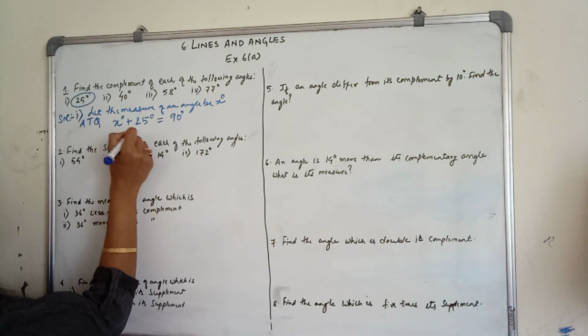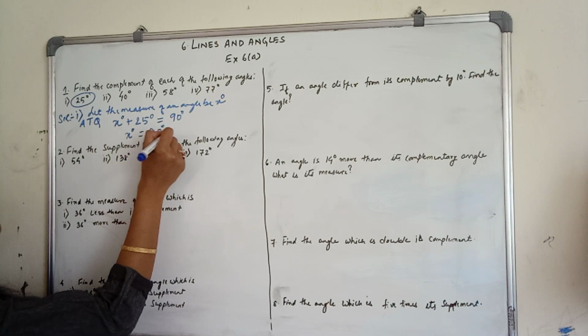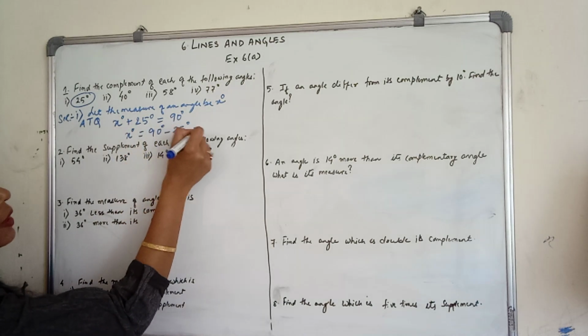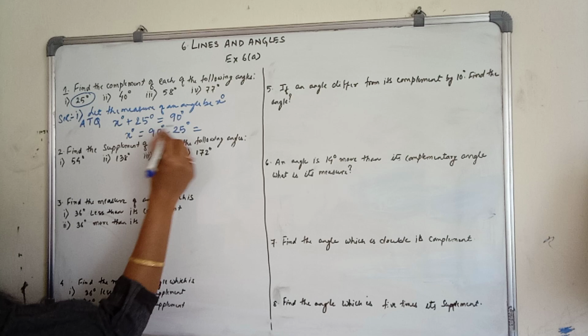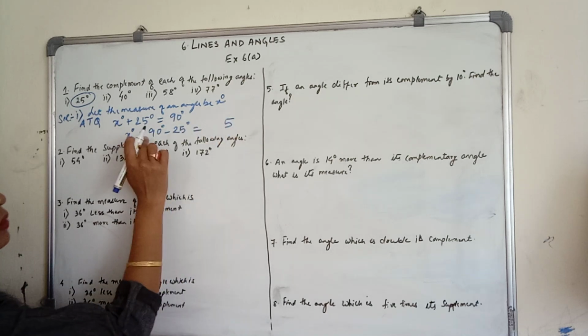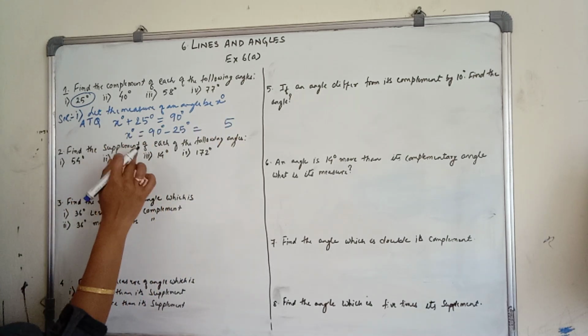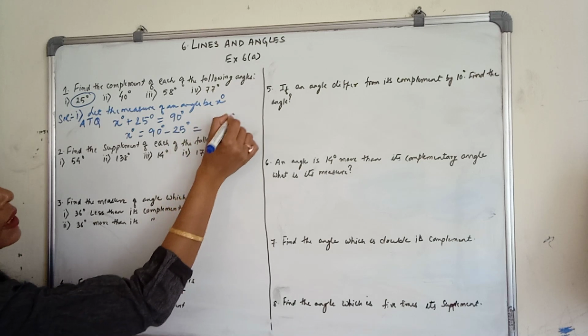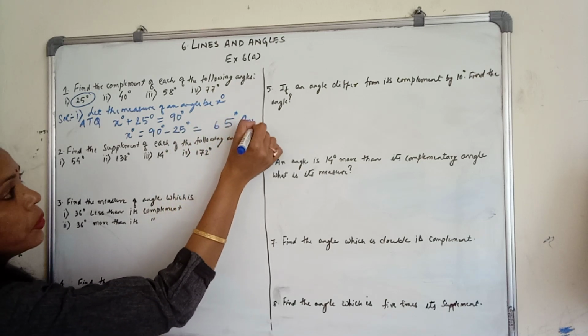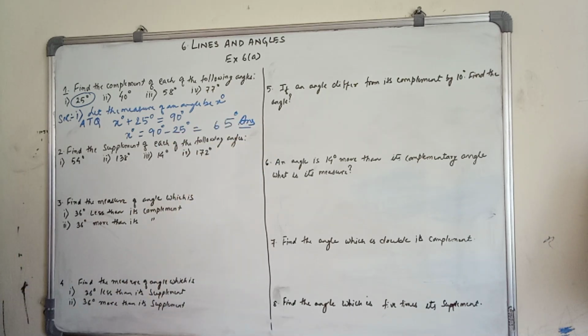So x degree is equal to 90 degree minus 25 degree. Subtract it, 10 minus 5, it will be 5. Here it will be 8, so 8 minus 2 will be 6. So 65 degree is your answer.